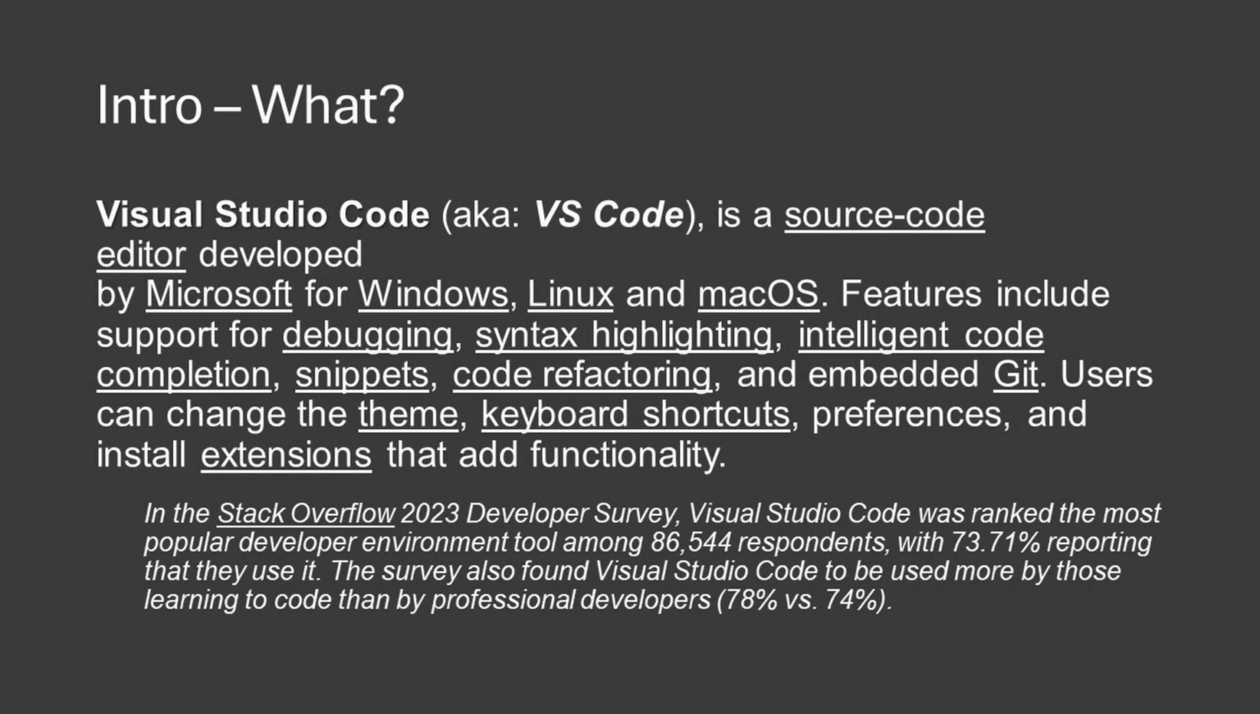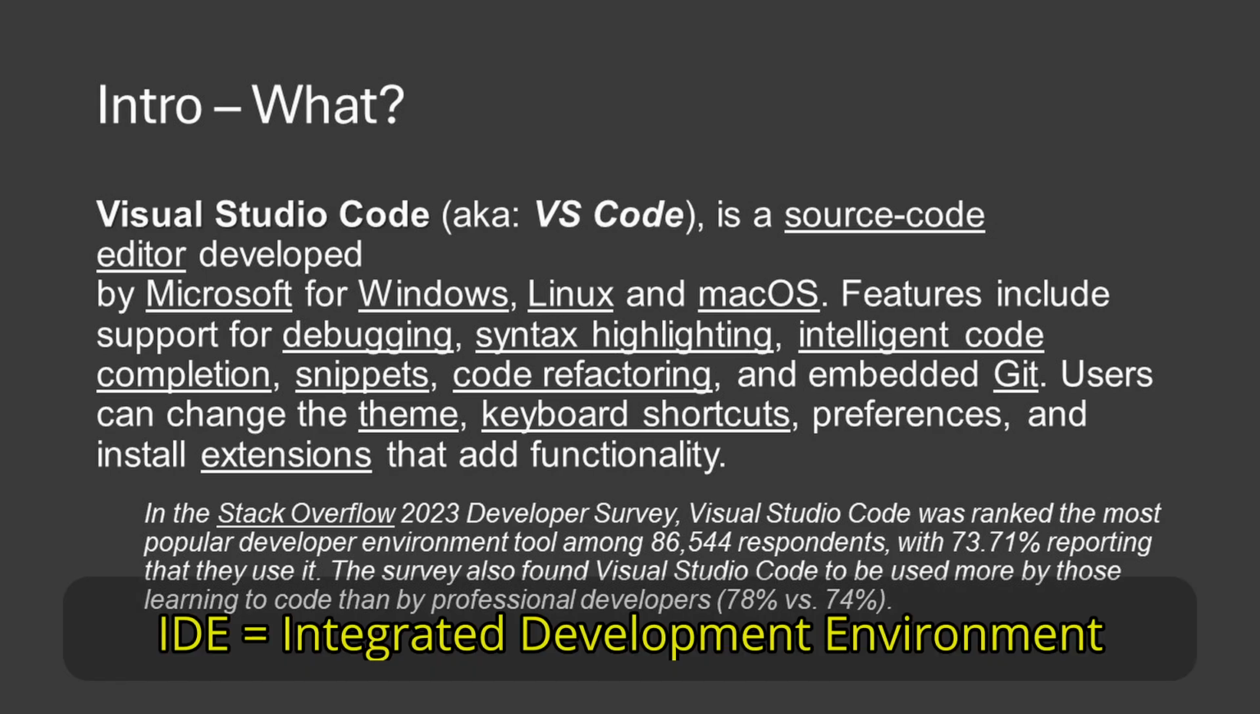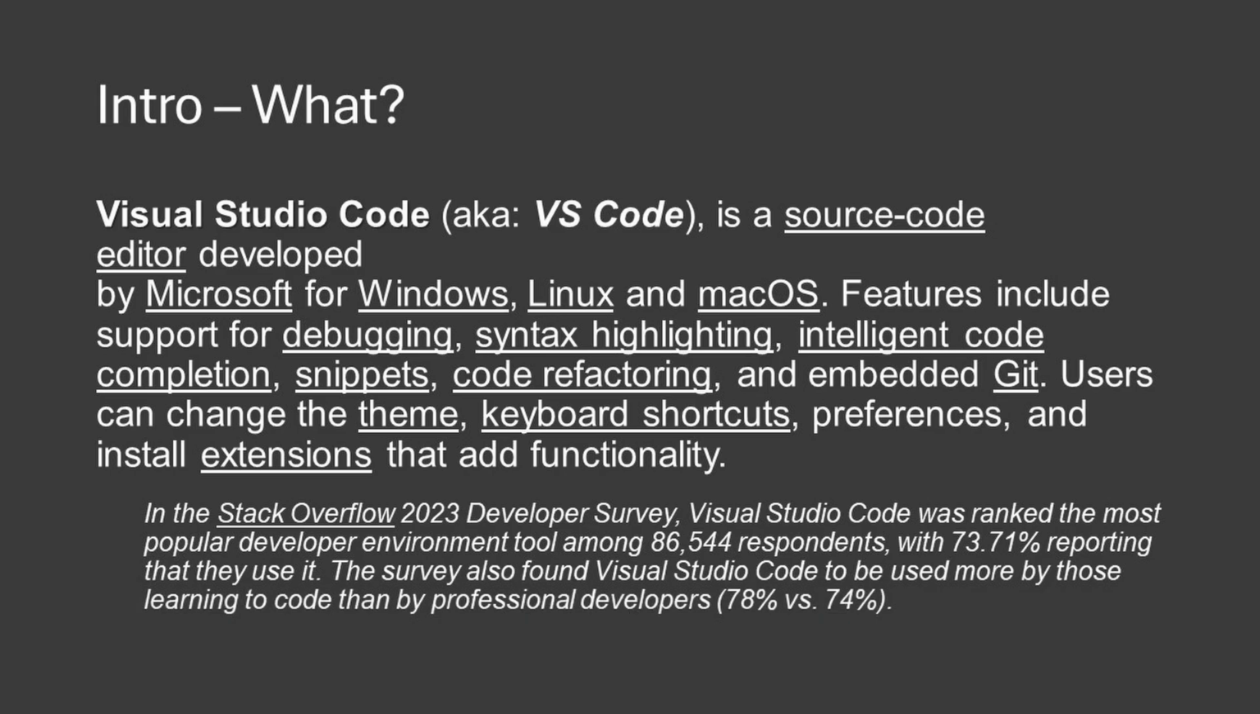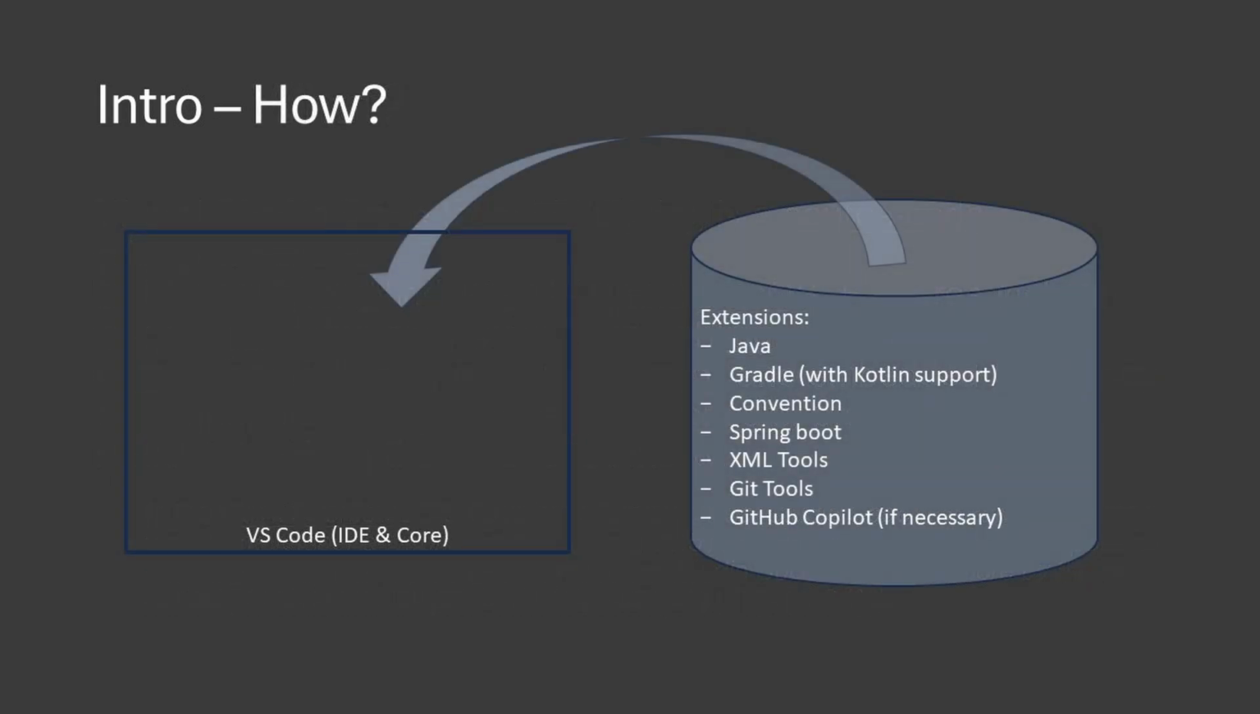Visual Studio Code or VS Code is an IDE application that we can use to write Java code. VS Code is a multi-language IDE, which means it supports various languages, for instance Python, Go, and Kotlin. So how is VS Code built?